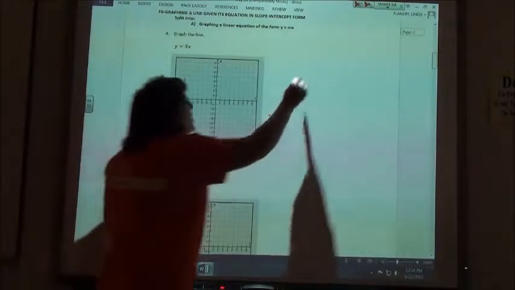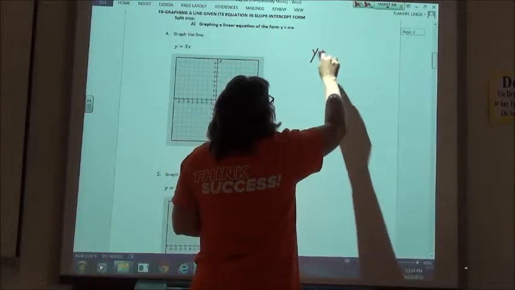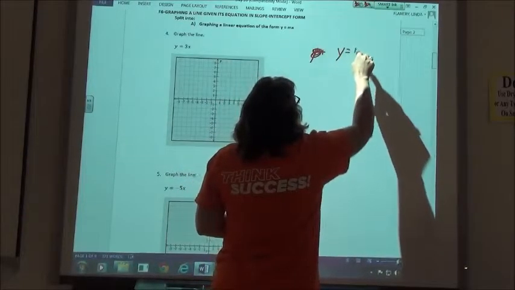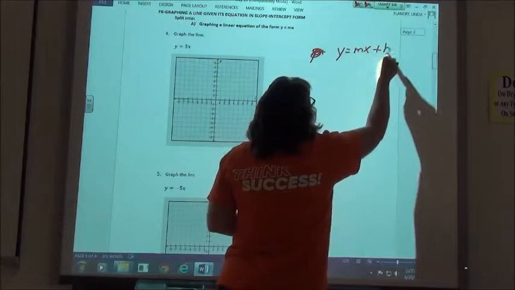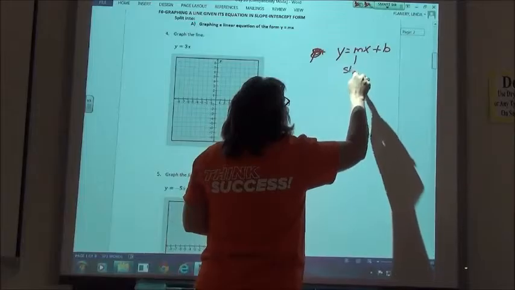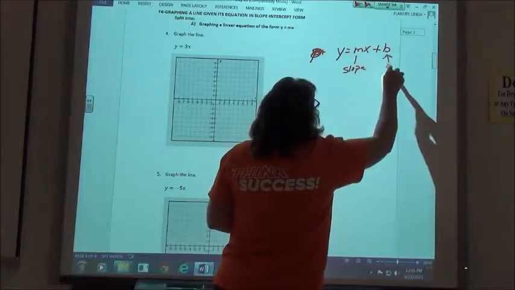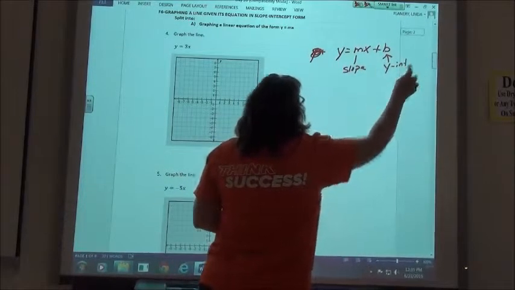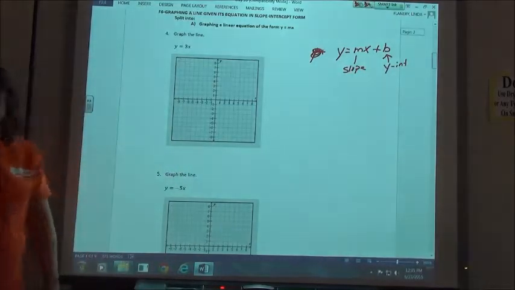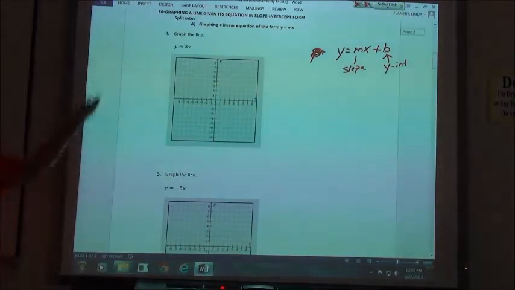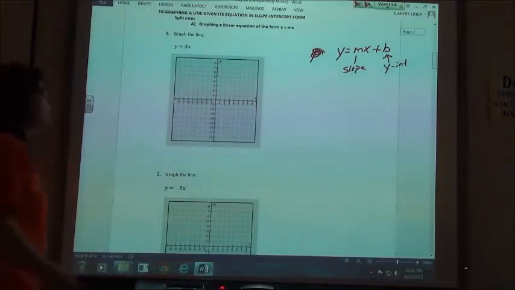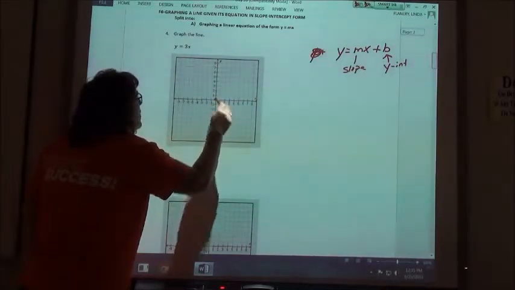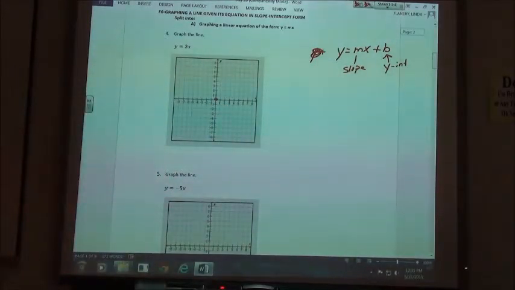Normally my equation is y equals mx plus b, the m being the slope and the b being the y-intercept. On all of these, our y-intercept is going to be 0 because there's no number on the end, right? So we know that normally our graph crosses at 0, 0. And there are a couple different ways you can do this problem.